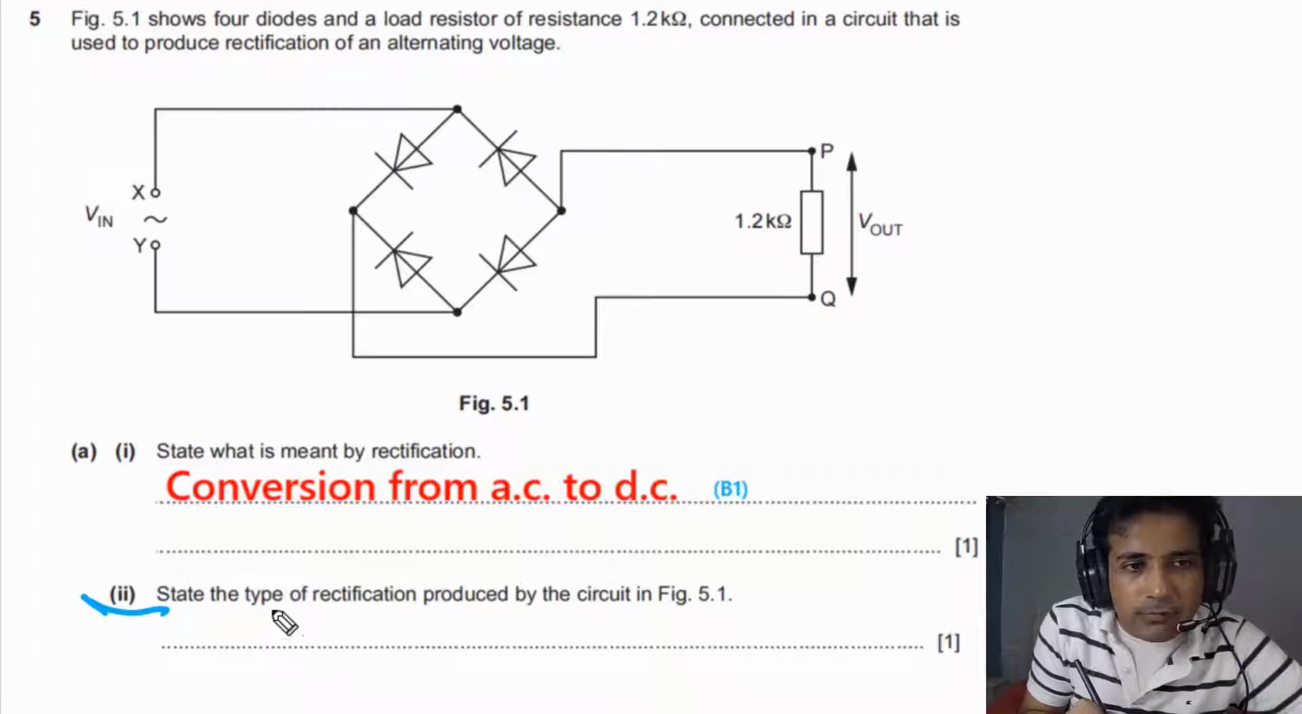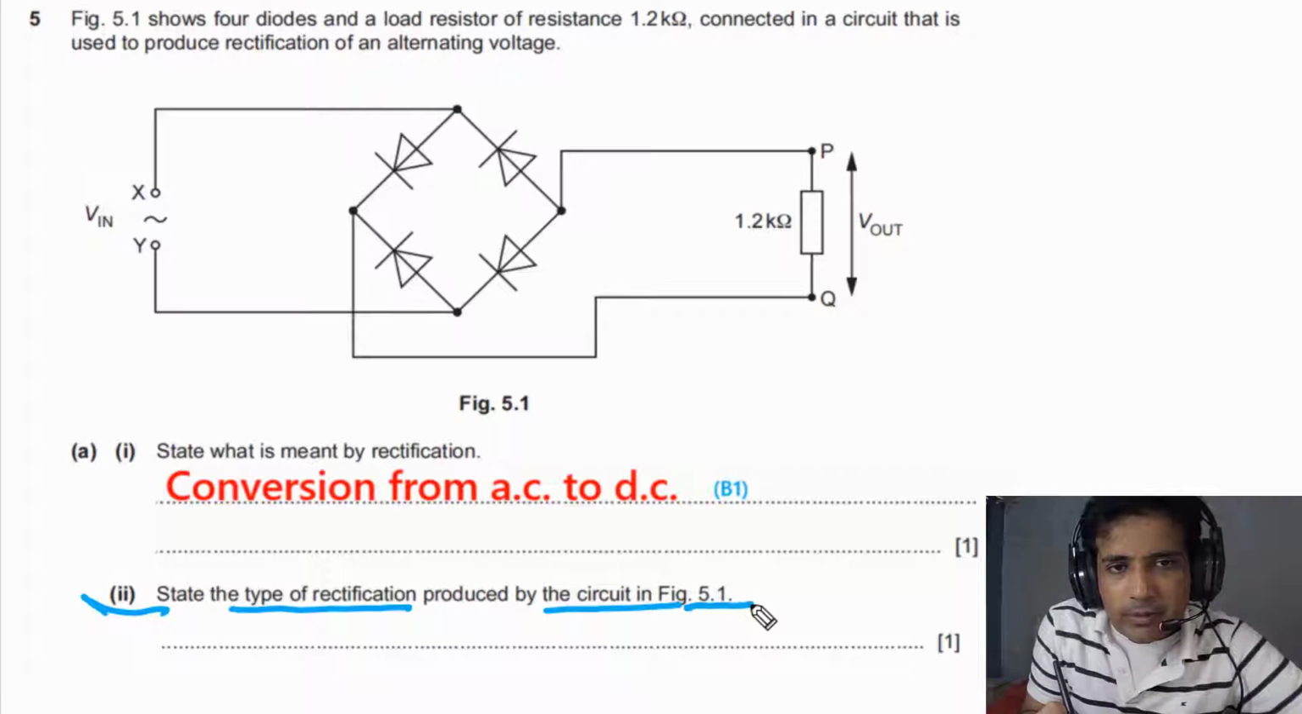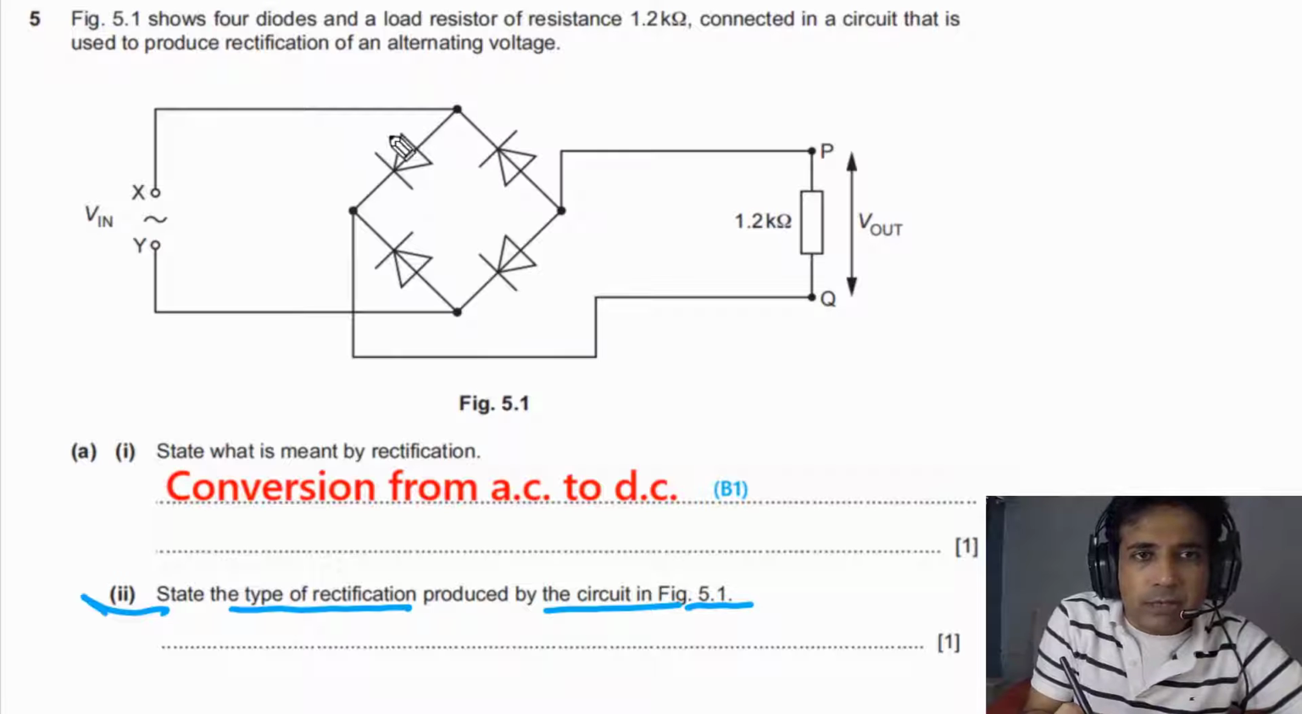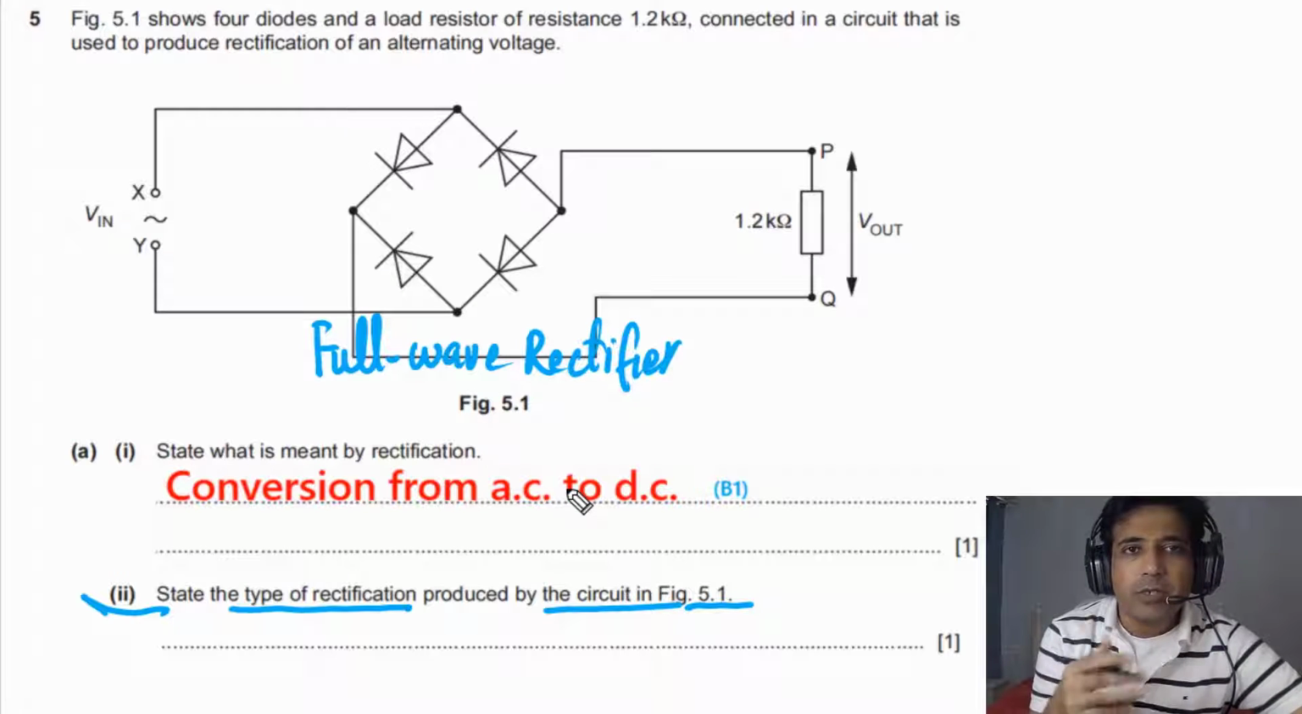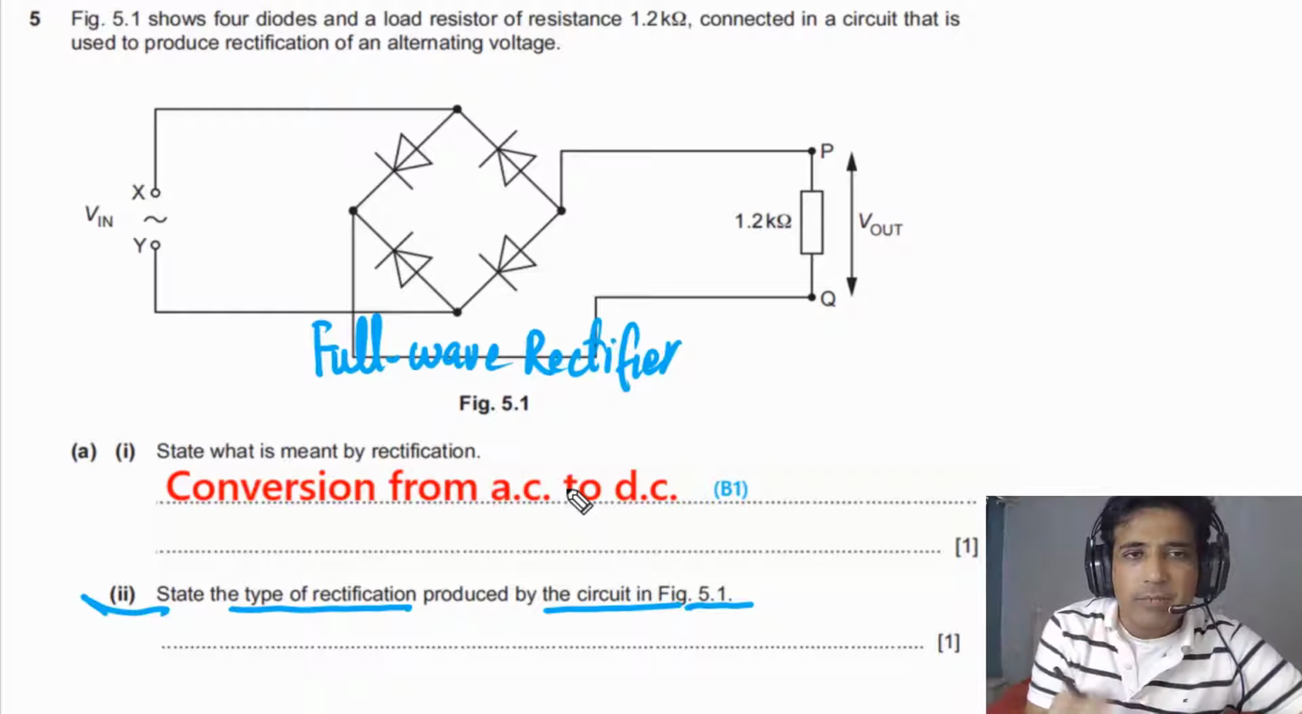For the second part, we need to state the type of rectification produced by the circuit in figure 5.1. If you look at this figure, you can see we have 4 diodes. If we have 4 diodes, this is called full wave rectifier. Now let's try to understand about types of rectifications, and then we will answer this question.